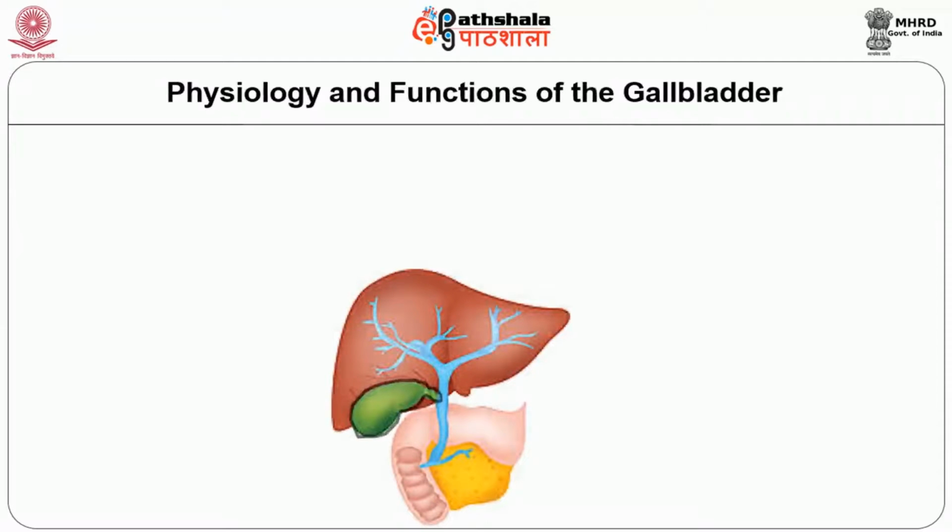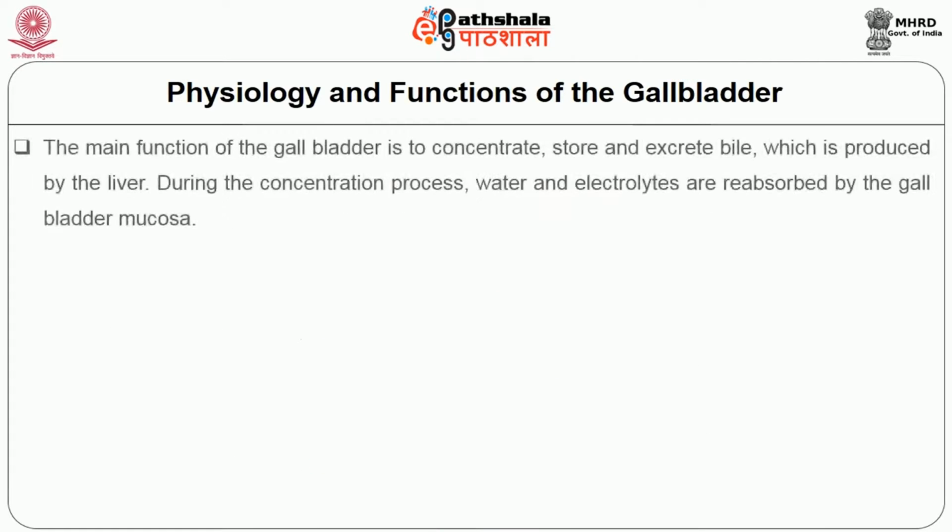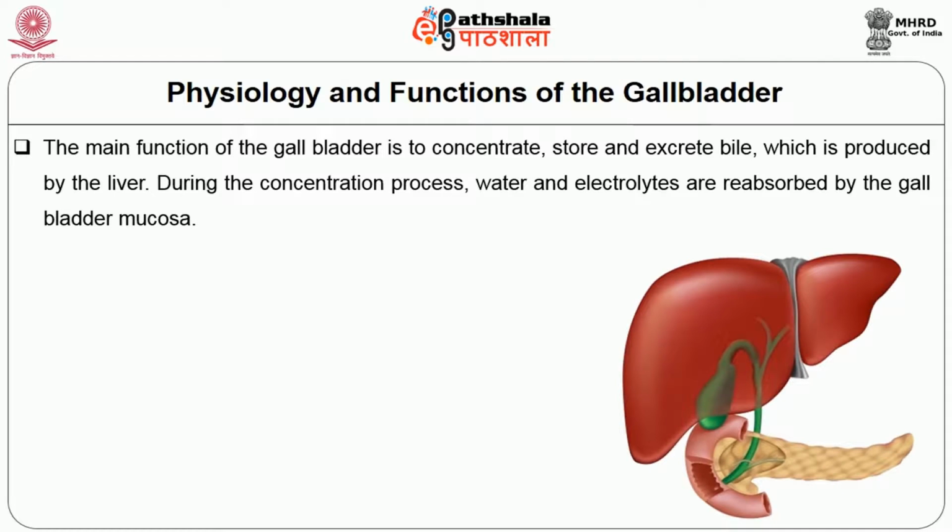Physiology and functions of the gallbladder. The biliary tract consists of the gallbladder and the bile ducts. The bile ducts carry bile and other digestive enzymes from the liver and pancreas to the duodenum. The gallbladder is a small pouch-like organ that lies on the undersurface of the right lobe of the liver. The main function of the gallbladder is to concentrate, store, and excrete bile, which is produced by the liver.